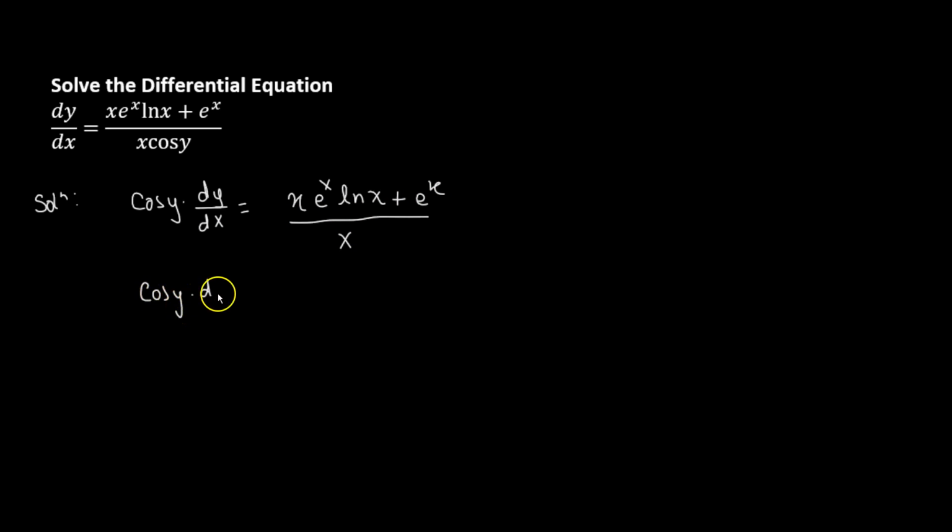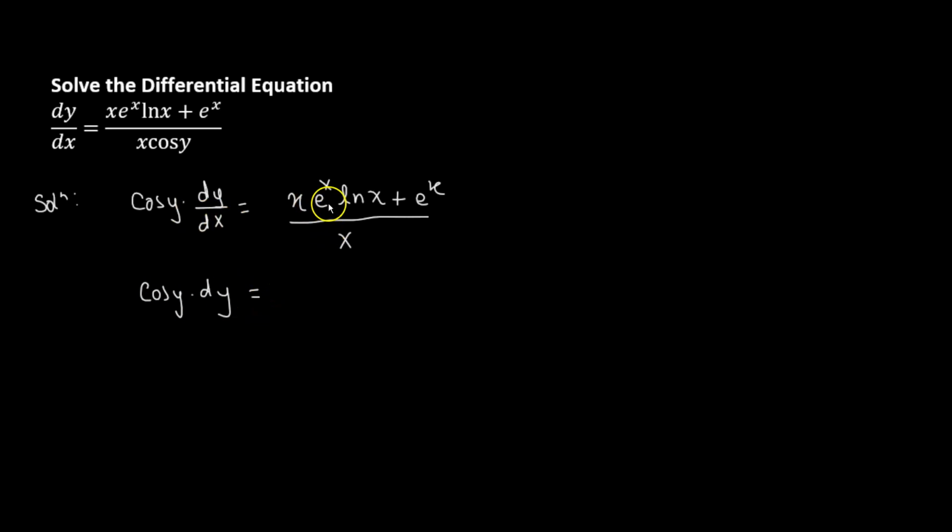So we begin by rewriting the differential equation. What we're going to do is multiply both sides with cosine of y. So that gives us cosine of y times dy over dx, that's equals x times e raised to the power of x times natural log of x plus e raised to the power of x divided by x, or simply cosine of y times dy. So now we multiply both sides with dx.